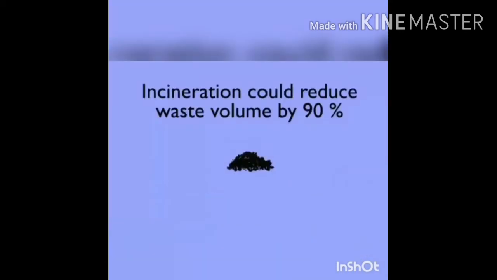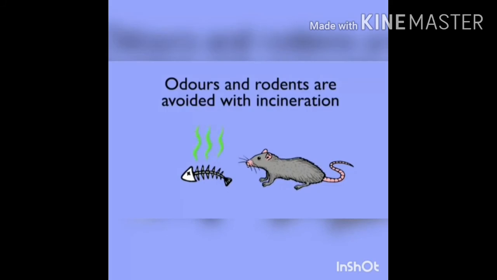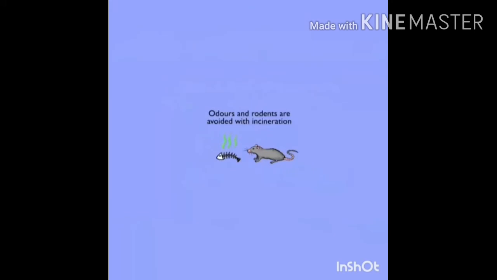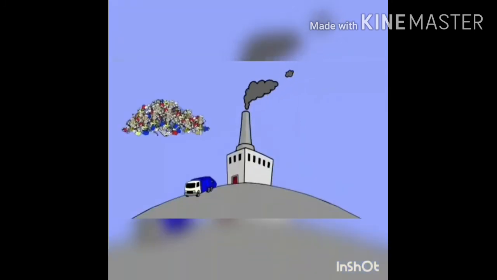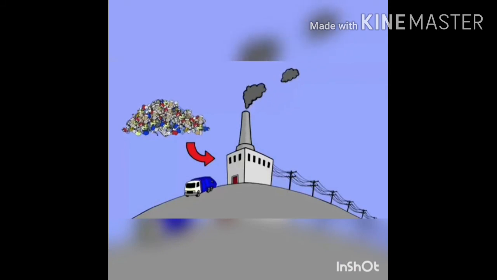Incineration could result in a reduction in waste volume of around 90%, and this could be particularly important for small cities where space is scarce and landfill is not an option. Odours and rodents that are present in other methods are not a problem when using incineration as a garbage disposal method. Nearly all of the waste that is burned could be used to generate electricity in what is called energy from waste schemes, where households and industries could benefit from the electricity or heat produced.